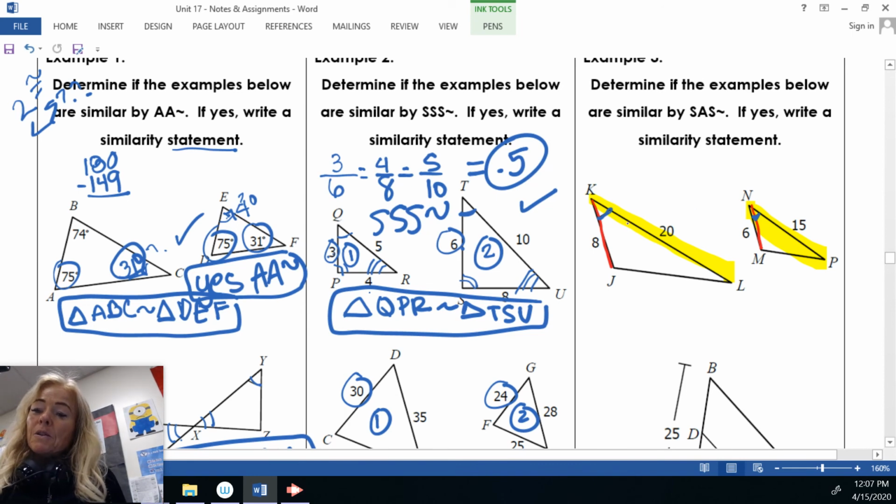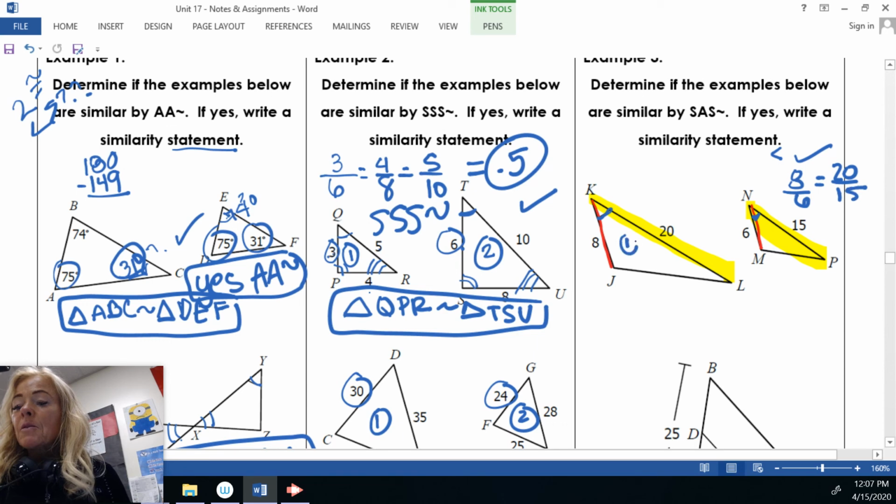We know the angles are the same. The angles are congruent. That means we can check off the angle, but we have to check also that 8 over 6 is equal to 20 over 15. Again, start with this triangle both times for both ratios. 8 over 6 has to equal 20 over 15. And does it? And again, you can just use your calculator.